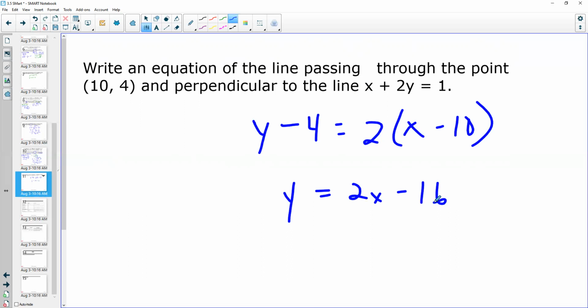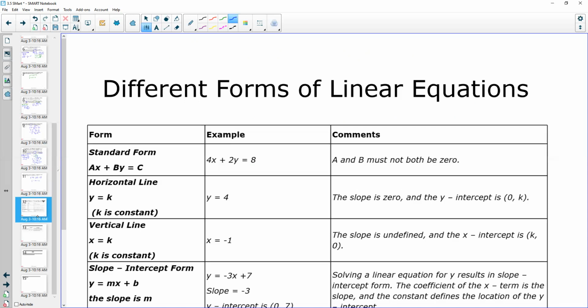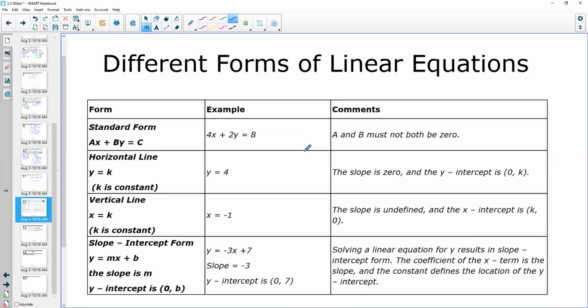All right, there is just a handy little review here in this section about different forms of equations. Honestly, this is one of those things that if I was a student, I'd print and hide in my notebook somewhere, so I had it handy.